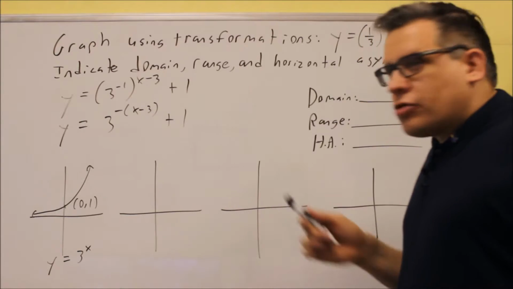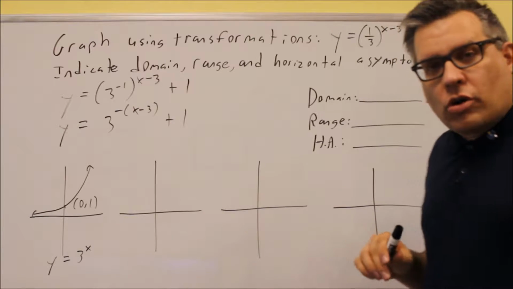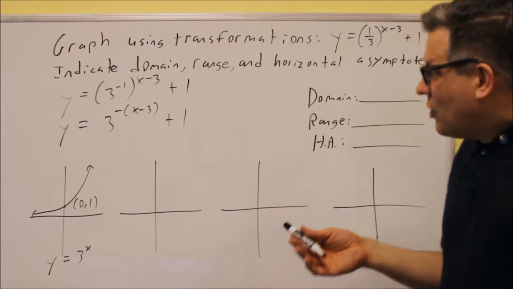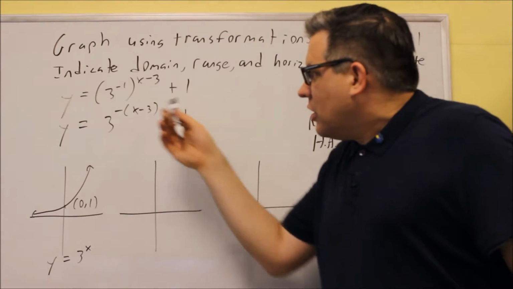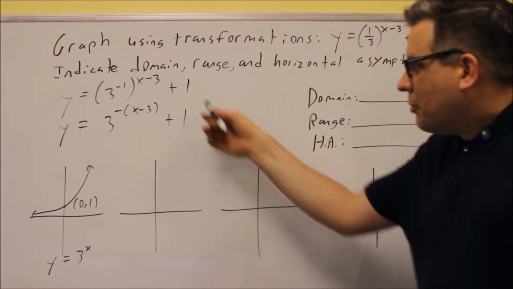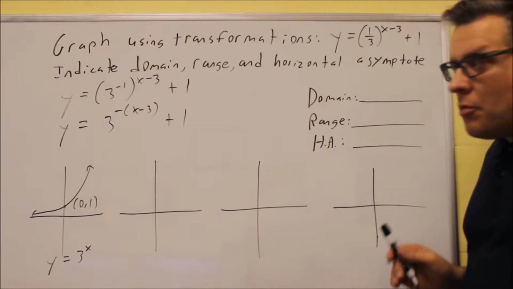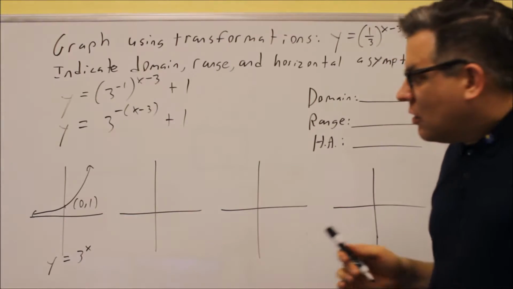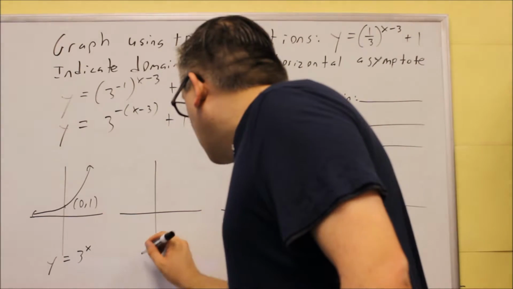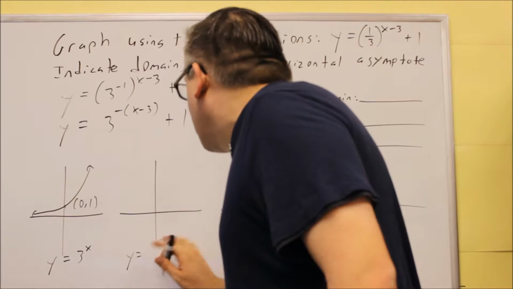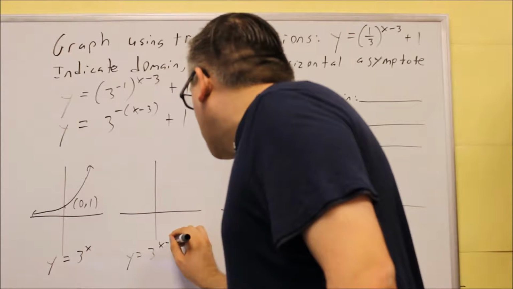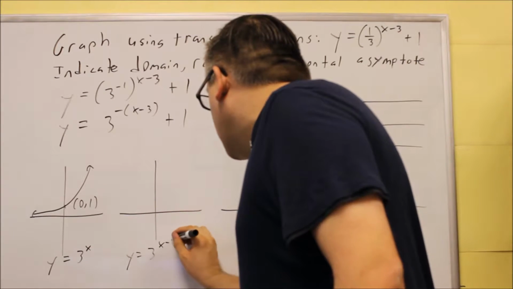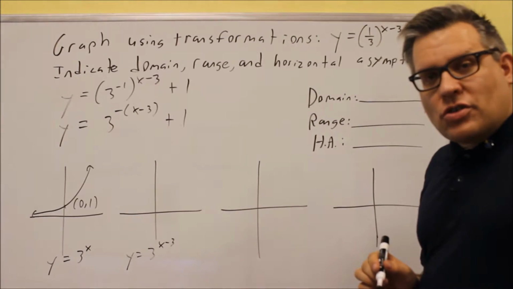Now, when we do transformations, we do them in order with order of operations. So we're going to begin with the exponent part. The plus 1 we'll do in the very last step. Let's first do this part inside parentheses. So the one I'm going to do is y equals 3 to the x minus 3. Just that part. I'm not going to include the negative just yet.